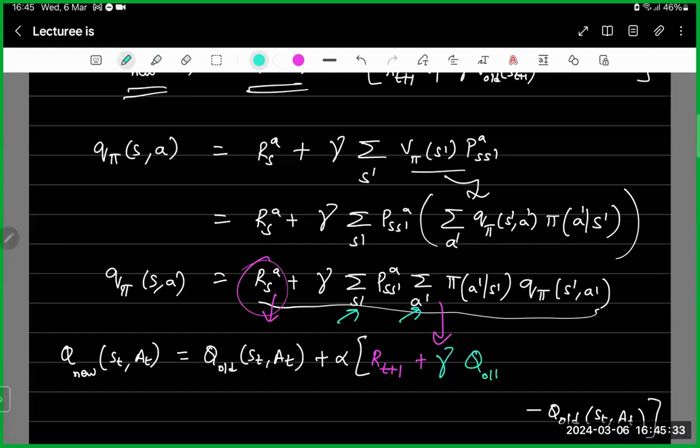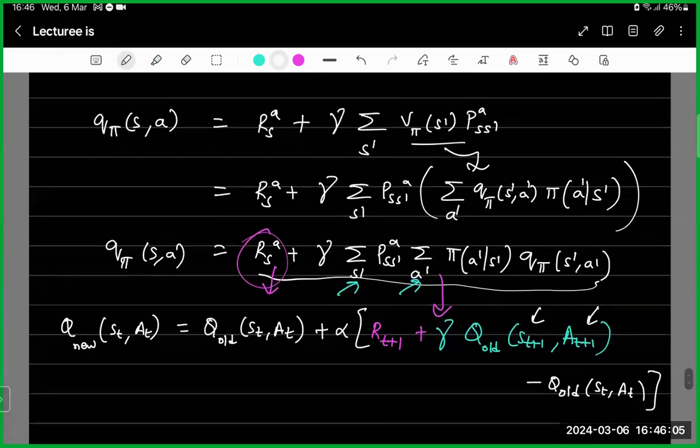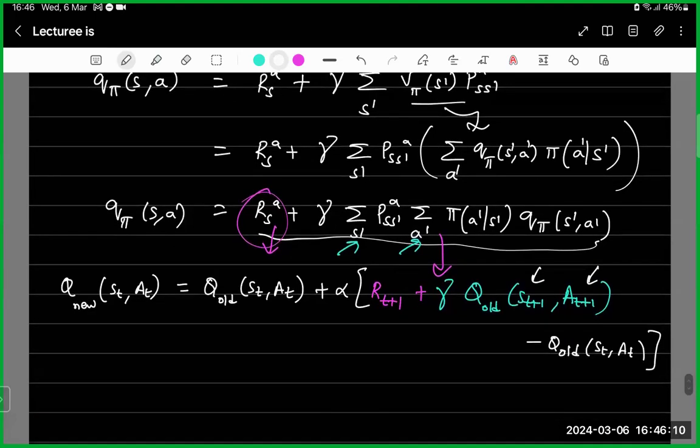You just substitute Q old of ST plus 1 and AT plus 1, where ST plus 1 is the state given by the environment, and AT plus 1 is the action sampled according to pi for the state ST plus 1, right? Because AT plus 1 will be based on ST plus 1, right? So the environment will give you state ST plus 1, and then you will use your policy pi to sample AT plus 1. So that's all. This is the update rule for the TD method for estimating Q pi.